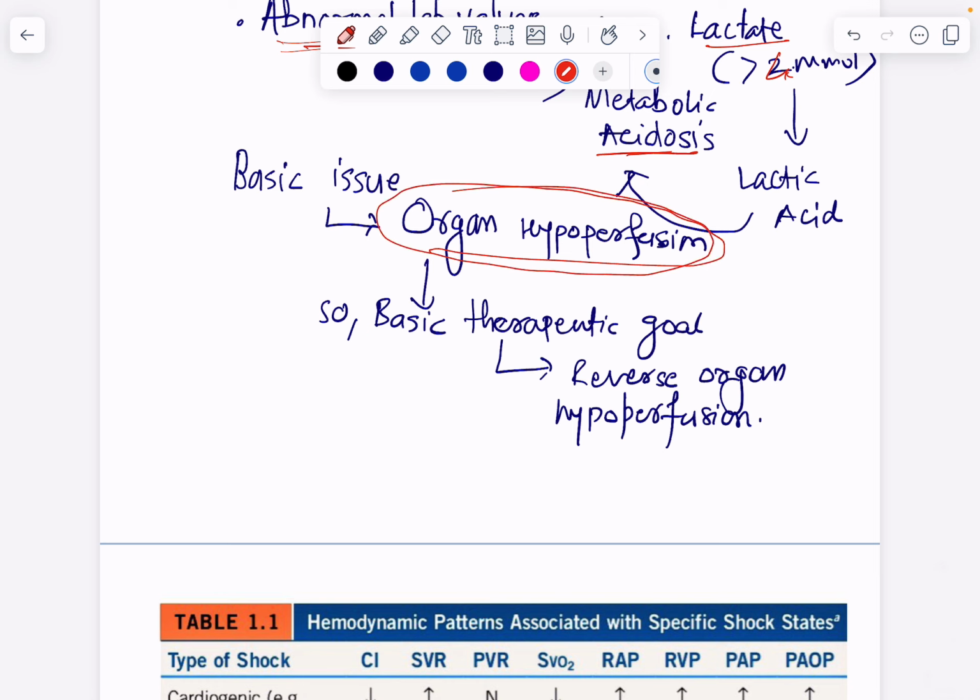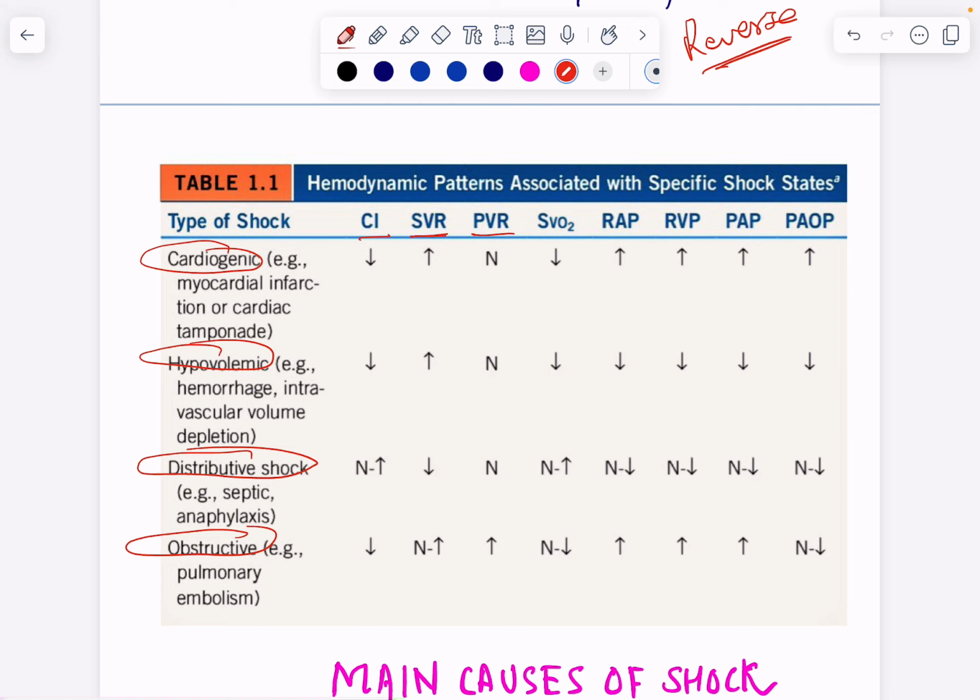These are the parameters: cardiac index, systemic vascular resistance, peripheral vascular resistance, central venous saturation, right atrial pressure, right ventricular pressure, pulmonary artery pressure, and pulmonary artery occlusion pressure. So these are the defining parameters.